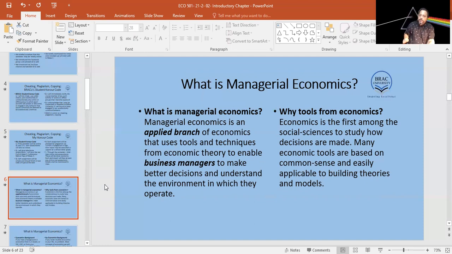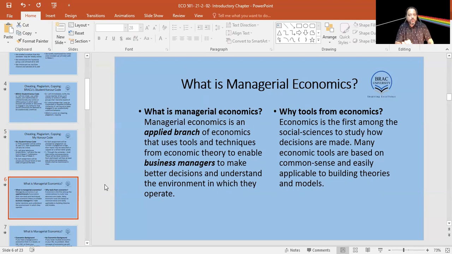Look very carefully. We have bold italics under 2 words. Number 1, applied branch of economics. That means we are not going to be interested in theoretical economics. We will mention the theory, but we'll be more interested in the applications of the theory rather than the theory itself, how it came, what were the technicalities of it, etc., etc.